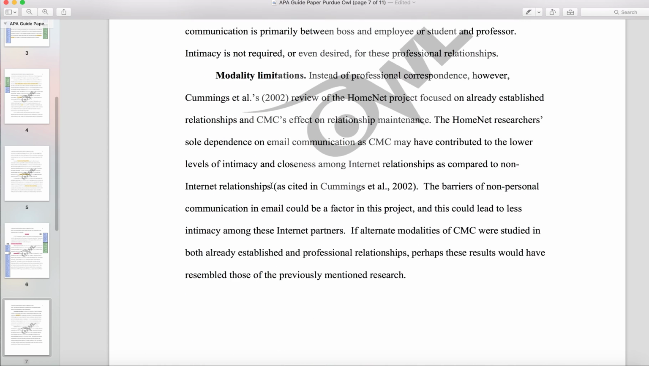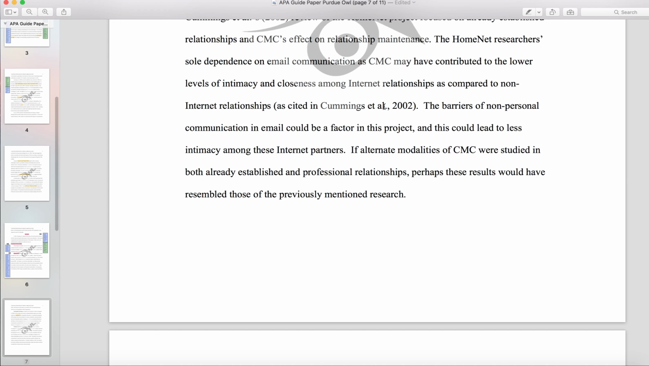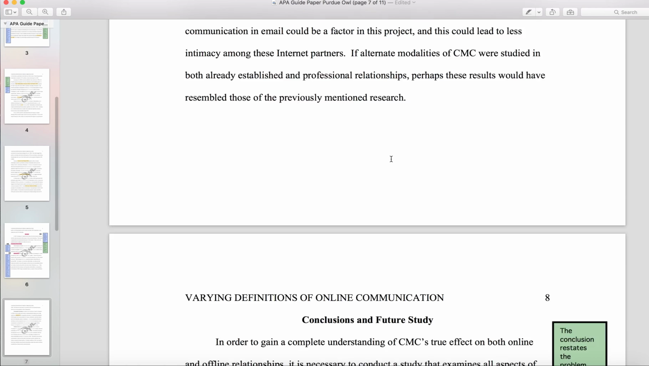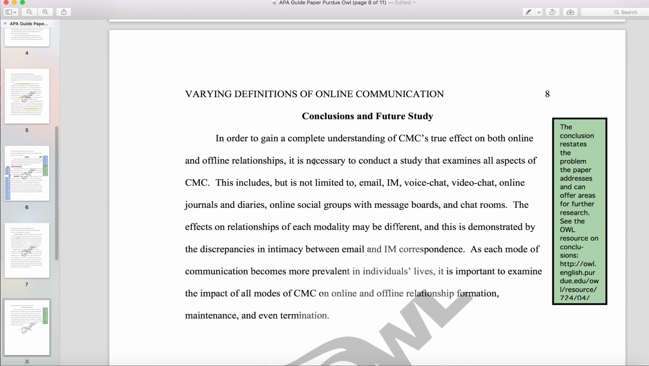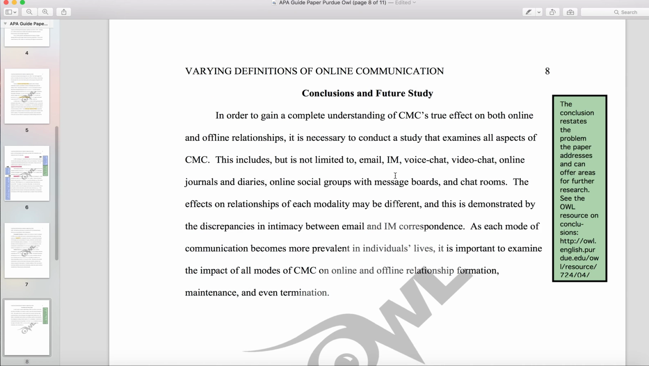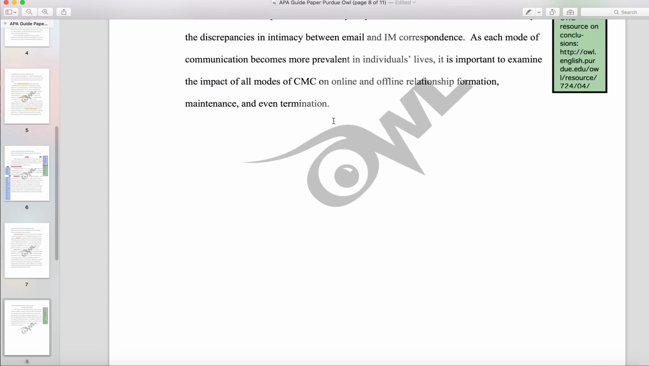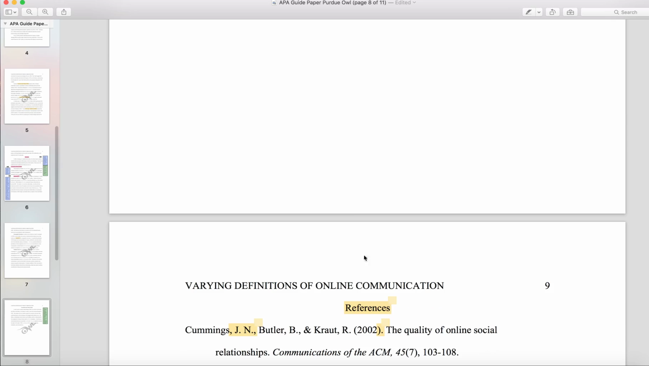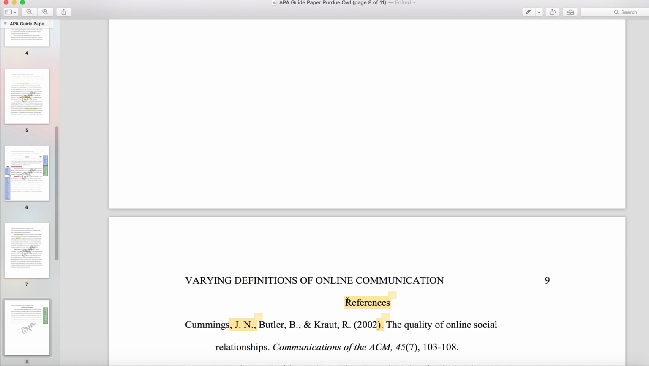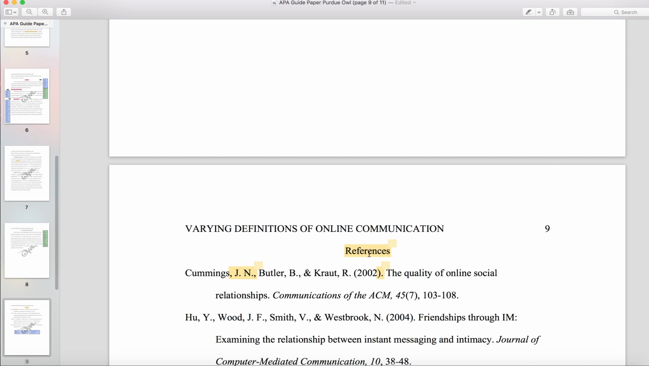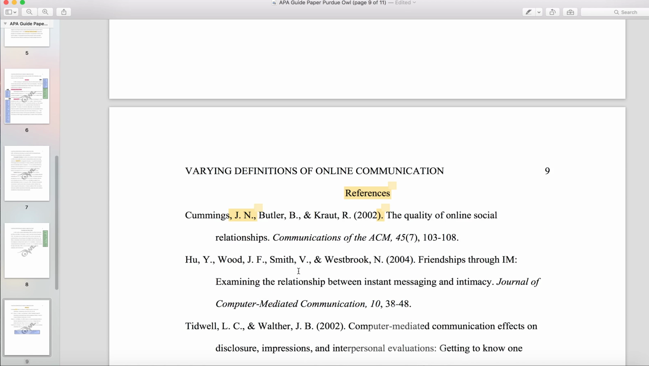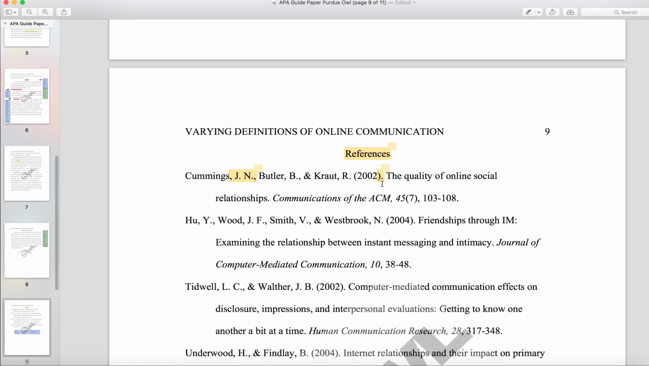Again, just going through here. See, you've got the period and the comma there. And then moving down, conclusions and future studies. So this was in bold right here, okay? And you've got your conclusion. And then again, references is not in bold.